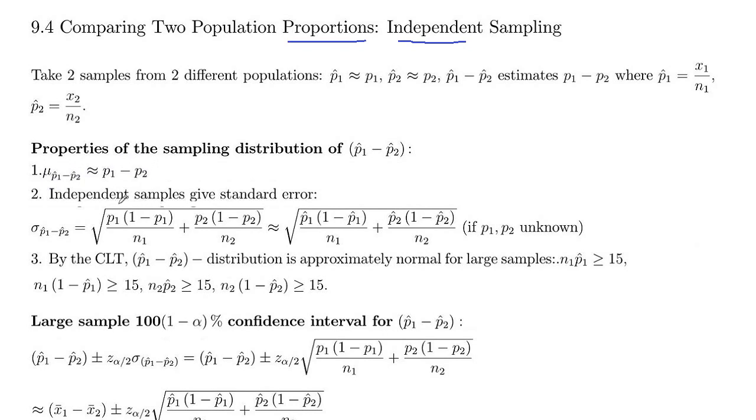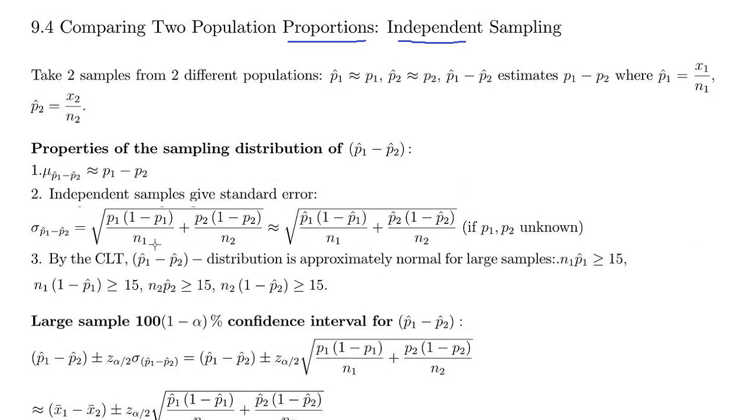The independent samples there have a standard error or standard deviation. The sigma of P1 hat minus P2 hat is the square root of P1 times 1 minus P1 over N1 plus P2 times 1 minus P2 over N2, if P1 and P2 are known. If not, then we substitute the sample proportions in there. And then notice if we just took one piece of this, that is the standard error of the P1 hat distribution. And this is the standard error of the P2 hat distribution. So we're combining those together.